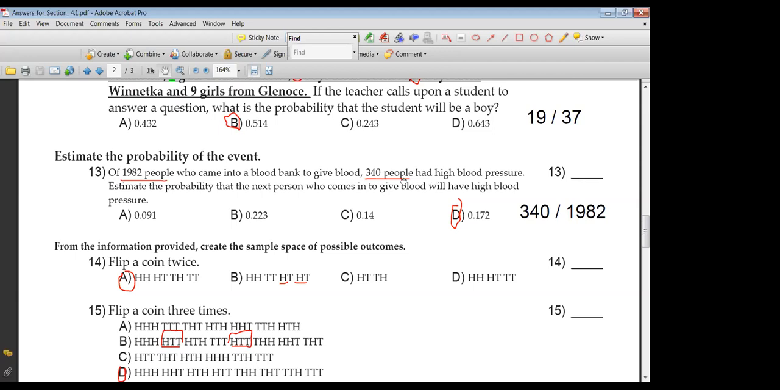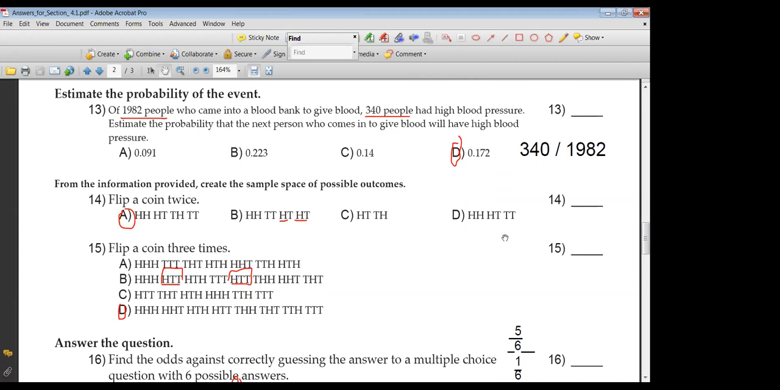340 of those people had high blood pressure. What's the probability that the next person that comes in has high blood pressure? Relative frequency. Frequency is 340 out of a total of 182. 340 out of 182, your calculator would change this into a decimal very nicely for you. Not a big deal. Many of these problems, some of the answers don't even make sense right from the beginning.